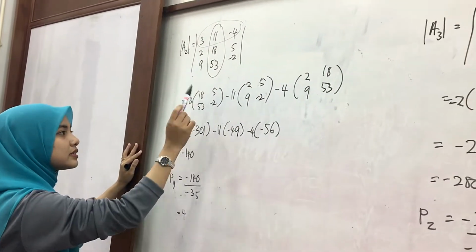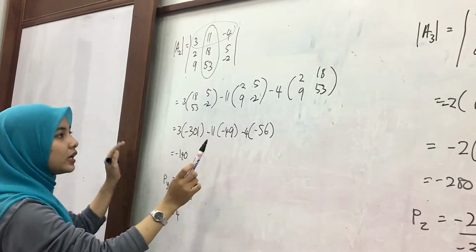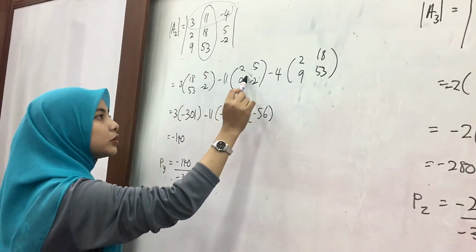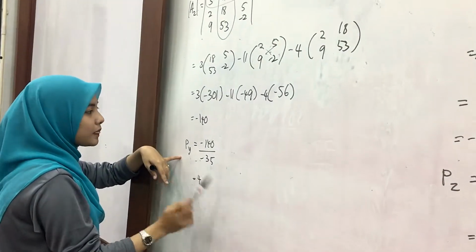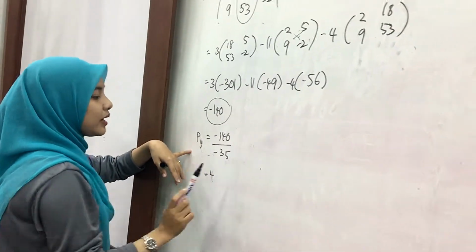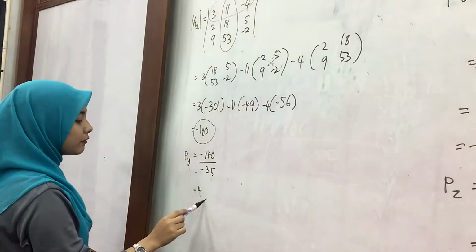So 3, 18 times 52 minus 53 times 5, I get this. And same like this, I just have to multiply this and minus the product of this. It is also the same here. So I get negative 140. So for the Py, I have to divide this by the A determinant that I got previously. So I get 4 for the Py.